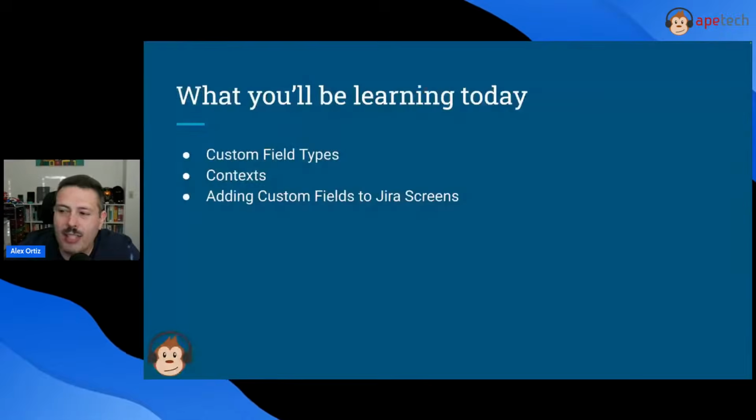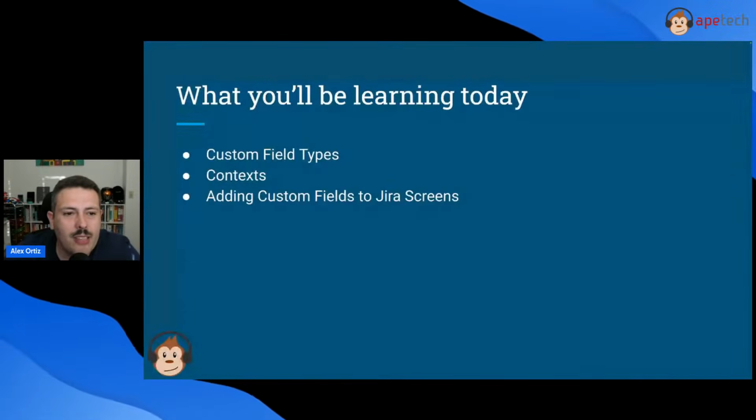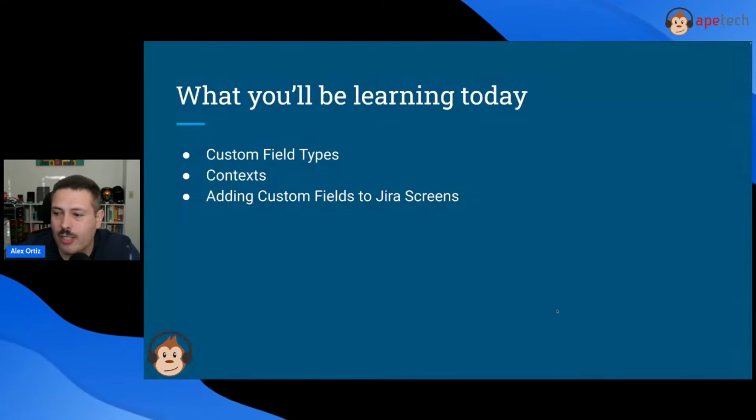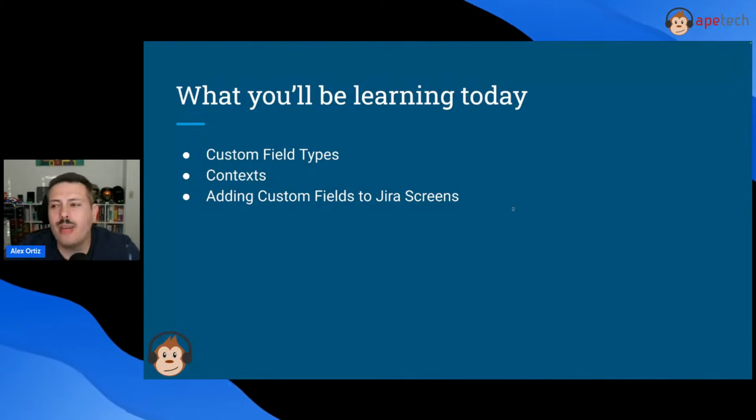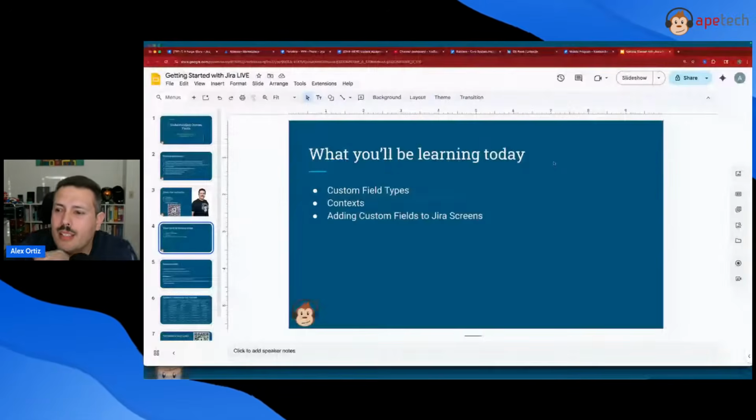Okay, so we're going to talk about these 4 items here. We're going to talk about custom field types, context, and adding fields to Jira screens. But before we do, let's go full screen here. I want to have a real conversation with you all. Why do we need custom fields?